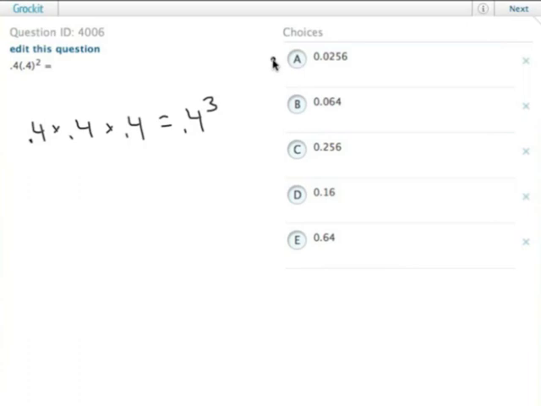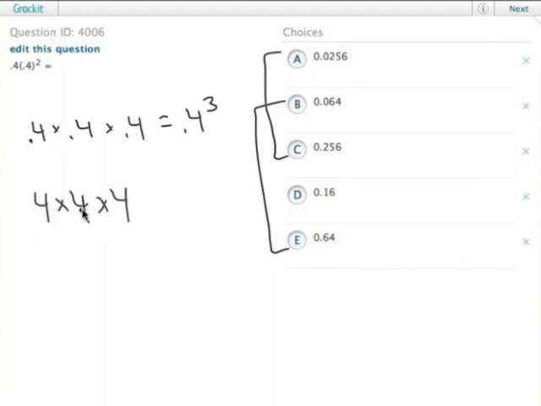I guess we have choice A and C that match, and we have choices B and E that match. In terms of this, they both have 64, these both have 256. One of the things you can do is ignore the decimal places to start with, and then just do, what is 4 times 4 times 4? 4 times 4 is 16, times 4 is 64.